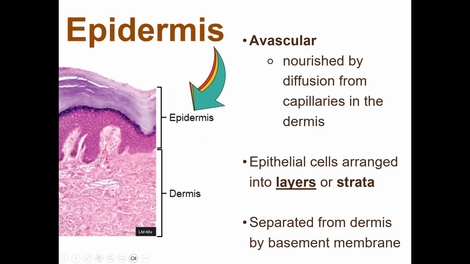We have kind of these hills of the dermis, and so our epidermis and dermis almost fit together like a puzzle piece. And so these hills or bumps are called papilla, or papillae if we're talking about multiple. So that's how our epidermis and dermis make a strong connection.